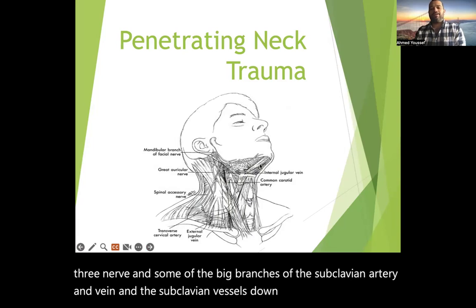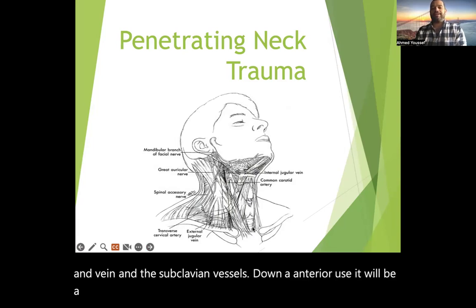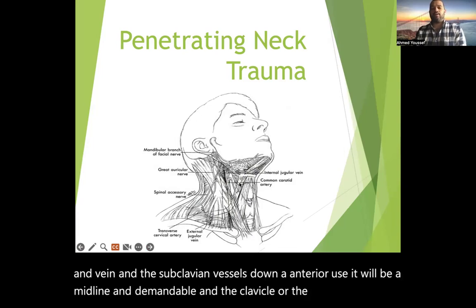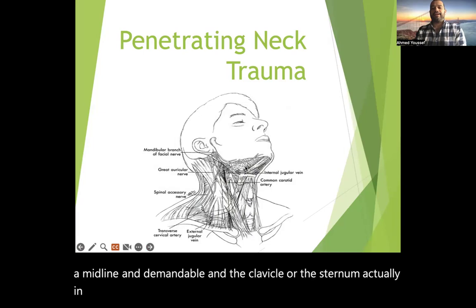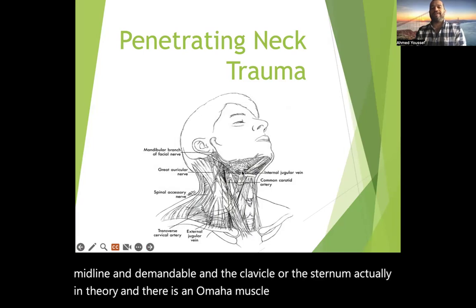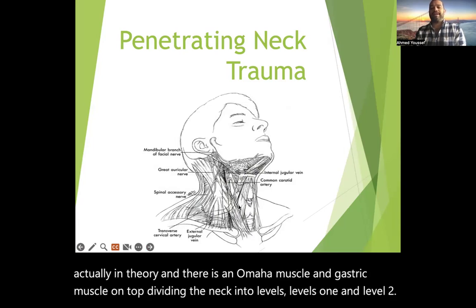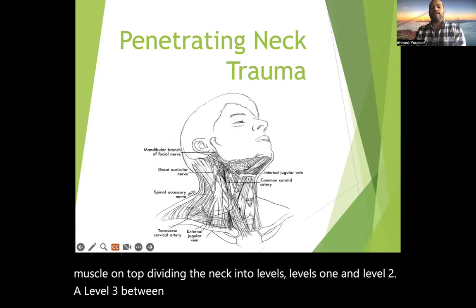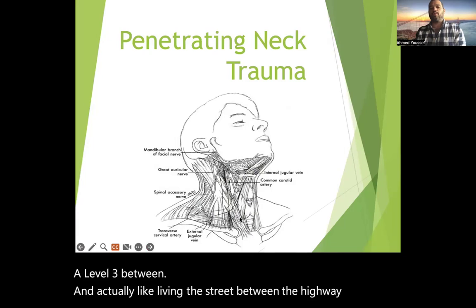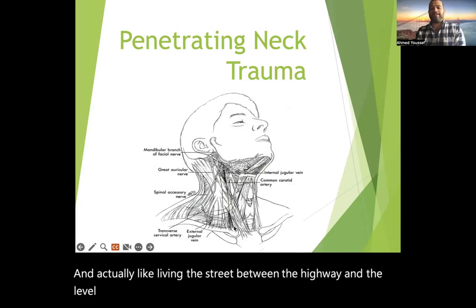Anteriorly, there will be a midline, the mandible, and the clavicle or actually the sternum inferiorly, and there is the omohyoid muscle and the digastric muscle on top, dividing the neck into levels: level one, level two, and level three between the hyoid and the omohyoid. Level four is below the omohyoid until the sternum and the clavicle. So that's basically the anterior neck.